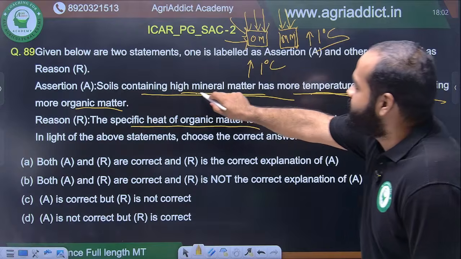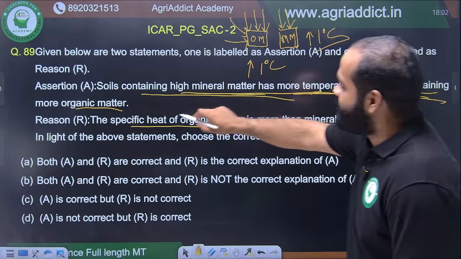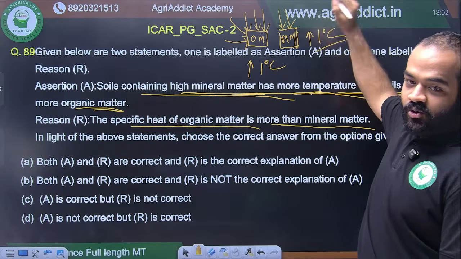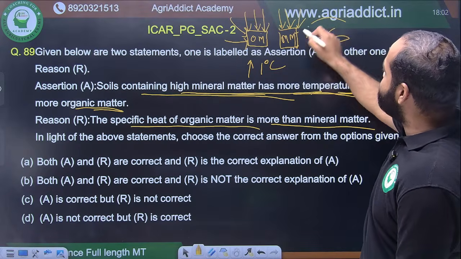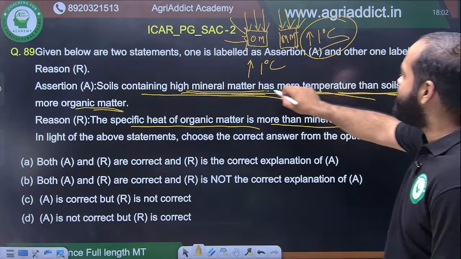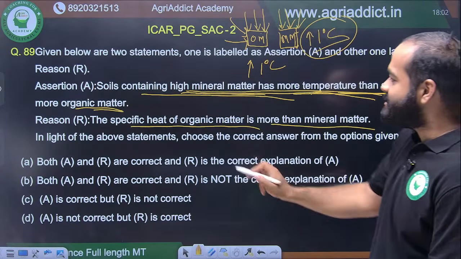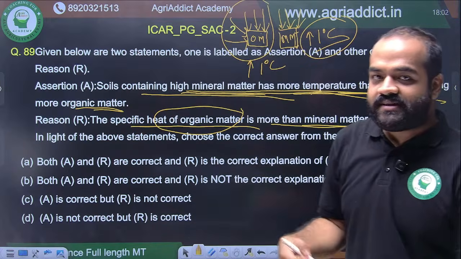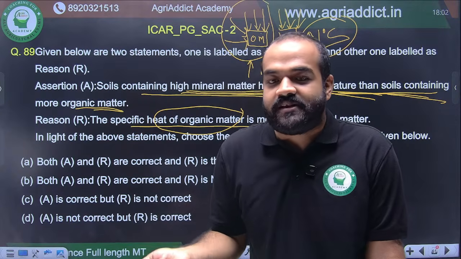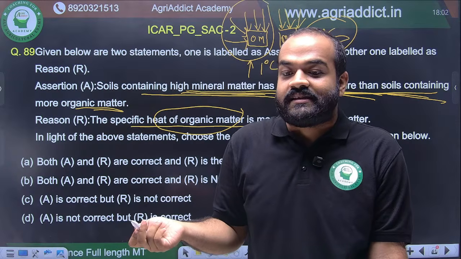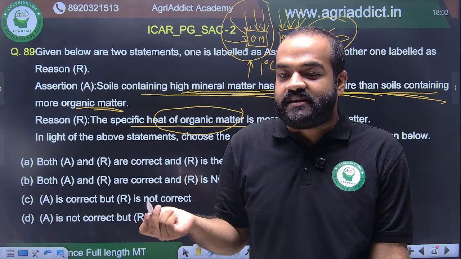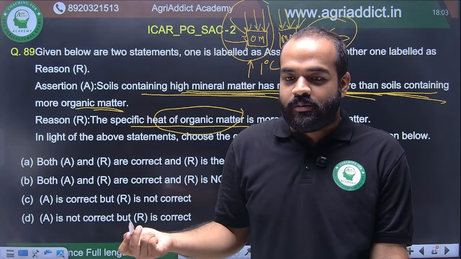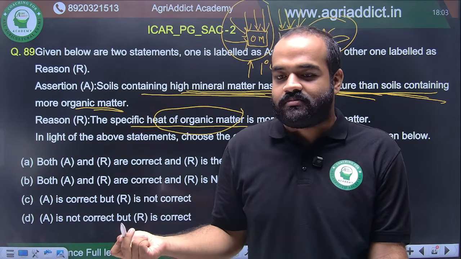So soils containing high mineral matter have more temperature than soils containing more organic matter. True, because the specific heat of mineral is lower, so its temperature rises with less heat. So of course soil containing high mineral matter will have more temperature. The reason is the specific heat of organic matter is more than the mineral matter. Which compound has the highest specific heat? That is known to us. That is very common to us in the soil system, in our everyday system.